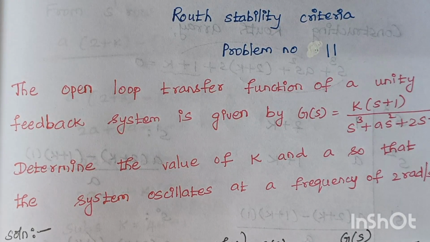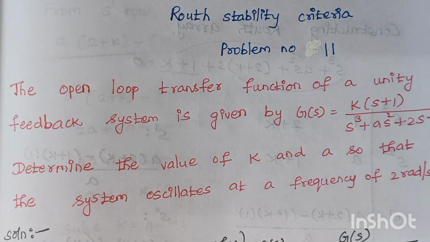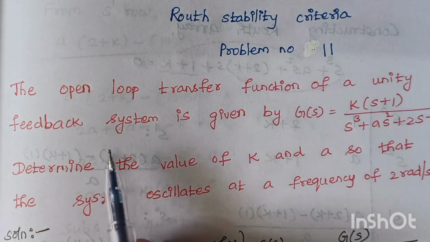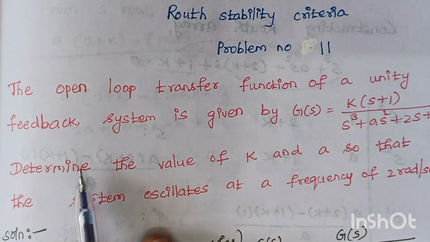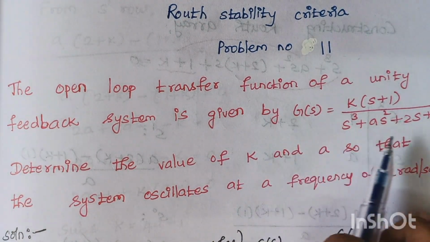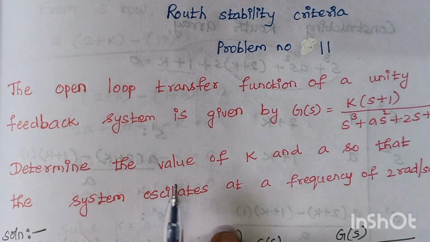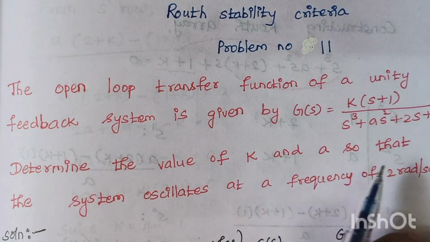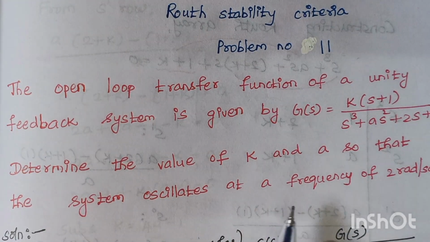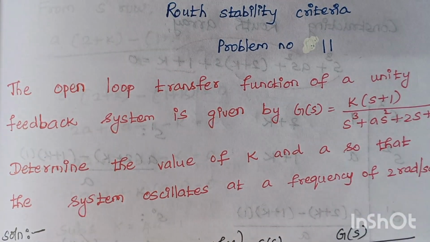Today we are going to solve problem number 11 under the topic Routh stability criteria. And the problem is the open loop transfer function of a unity feedback system is given by this expression. Determine the value of k and a so that the system oscillates at a frequency of 2 radians per second.